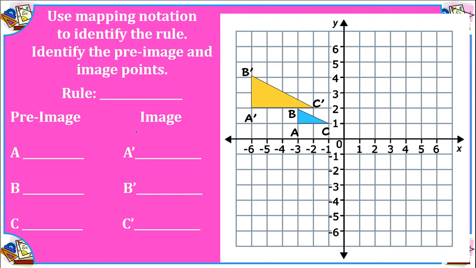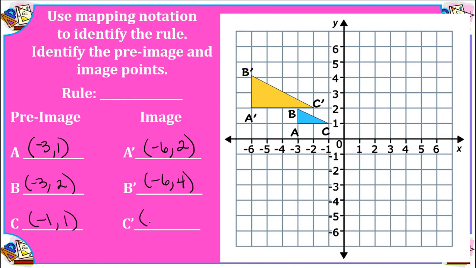Now let's take a look at some examples. We're going to write the rule. First, we are going to identify the pre-image coordinates. So we have A is -3, 1, B is -3, 2, and C is -1, 1. A prime is -6, 2. B prime is -6, 4, and C prime is -2, 2.